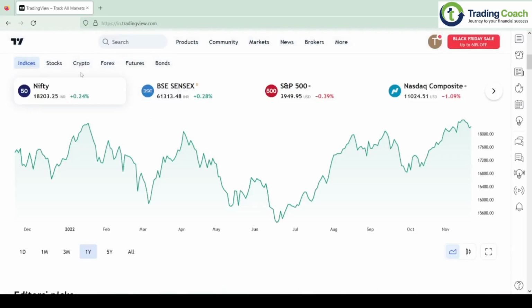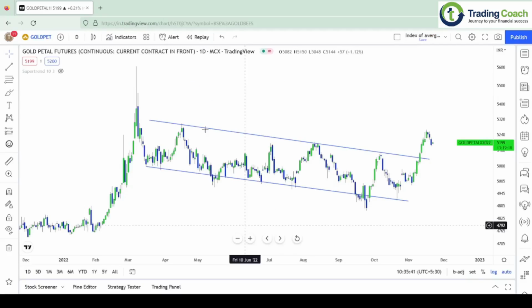So let me go to the charts of the TradingView platform here. Just give me a minute. All right, folks. Right now I'm in the TradingView charting tool, looking at the prices of gold petal futures from the Indian market. This is from the Indian MCX market.